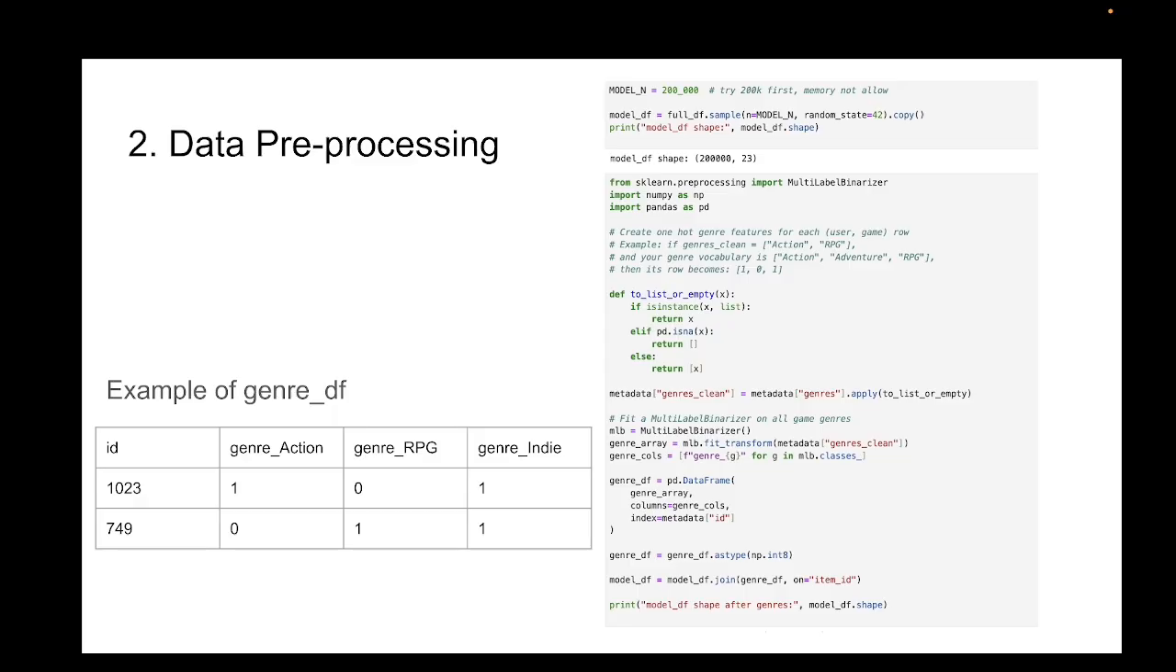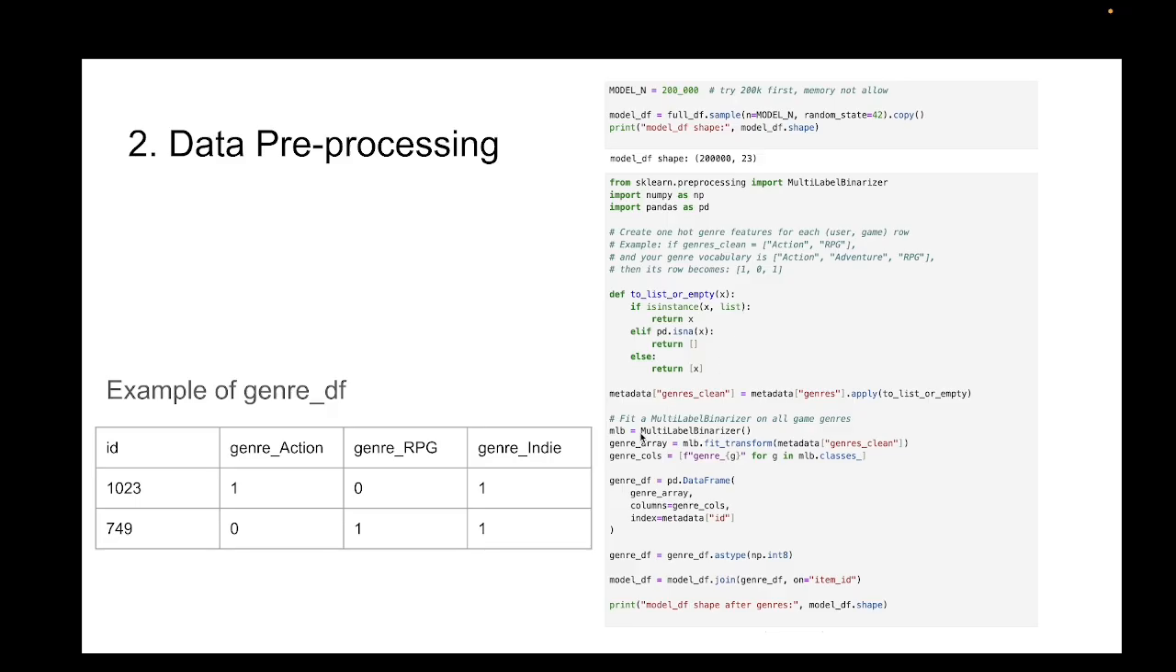The genre list of each game is a list of strings, which we might not want to use to train our models. Instead, we would like to encode it to a list of 0s and 1s. Here I'm creating one-hot genre features for each of the users and games rows. For example, for this game the genre is action and RPG, and if our genre vocabulary is action, adventure, RPG, the row of this game will be 101.